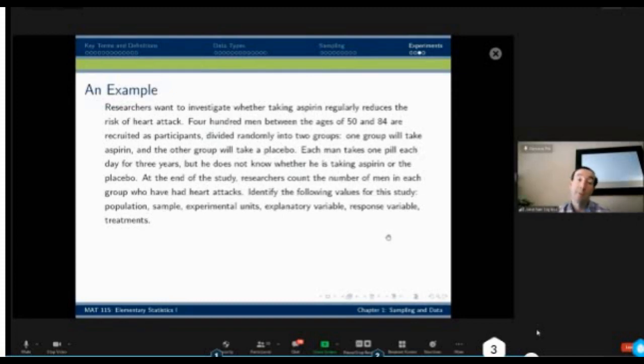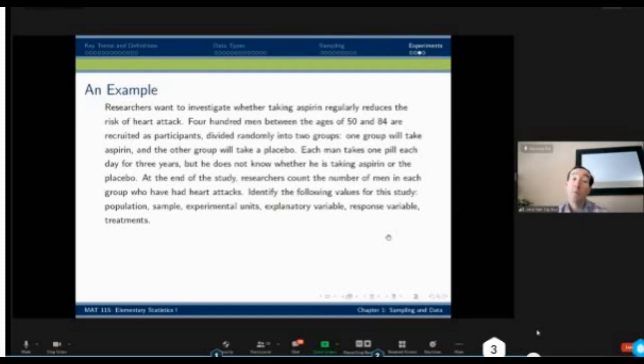All right. So I actually already undercut this a little bit. This specific example, suppose we wanted to actually test whether aspirin reduces heart attack risk, and we decide to run an experiment involving 400 men between the ages of 50 and 84, and we divide them randomly into two groups. One group takes aspirin, and the other group takes a placebo.